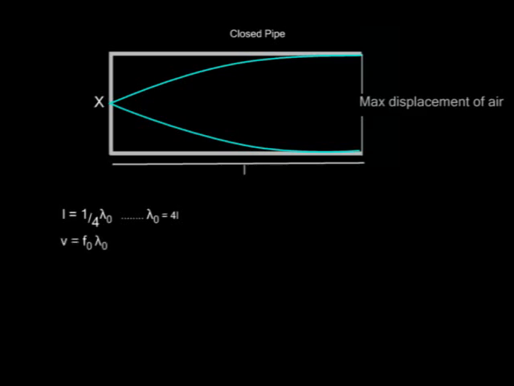But V is equal to F naught lambda naught. Therefore, F naught is equal to V over lambda naught, which is equal to V over 4L. This lowest frequency is also the first harmonic. Since the antinode may not form exactly at the end of the pipe, an end correction E is added to L, and thus F naught is equal to V over 4 into L plus E, where E is the end correction.